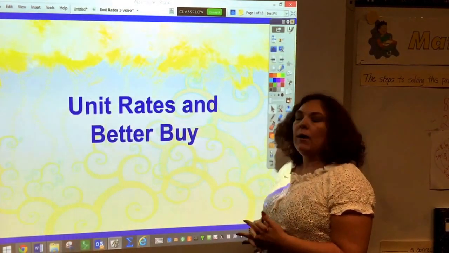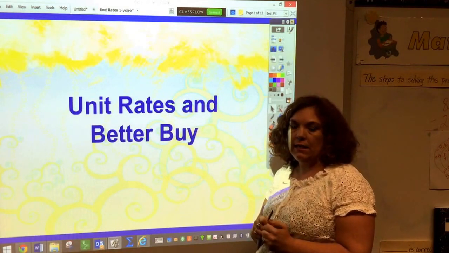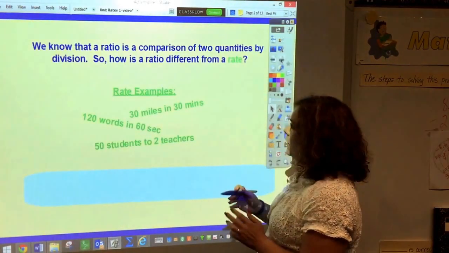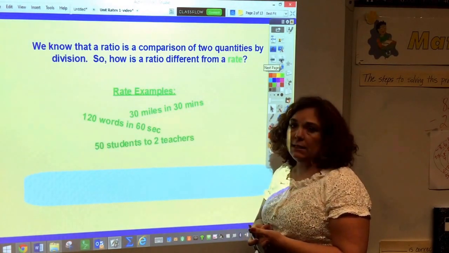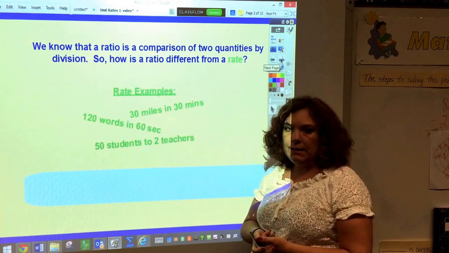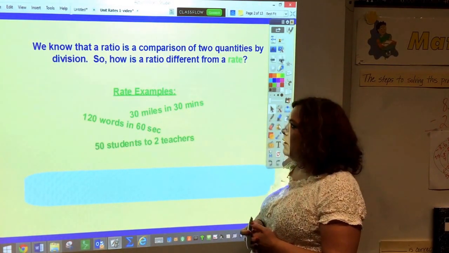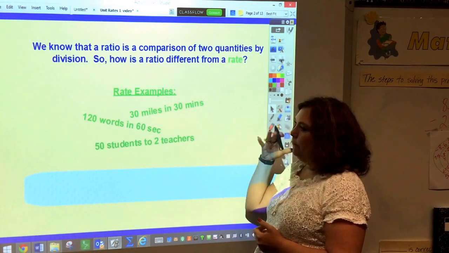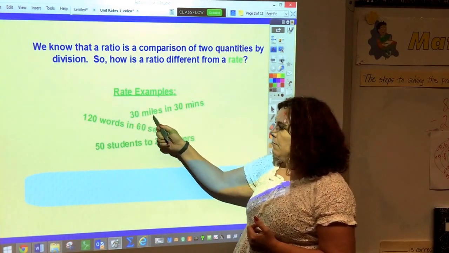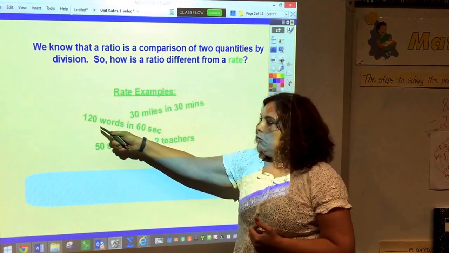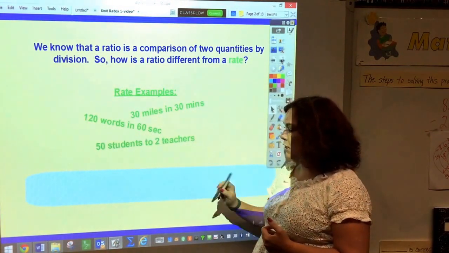This video is on unit rates and better buys, and understanding how to use unit rates in the real world. So we know that a ratio is a comparison of two quantities by division. So you could say 3 apples for every 2 bananas. But a ratio is different from a rate. A rate is like 30 miles in 30 minutes, 20 words in 60 seconds, 50 students to 2 teachers.